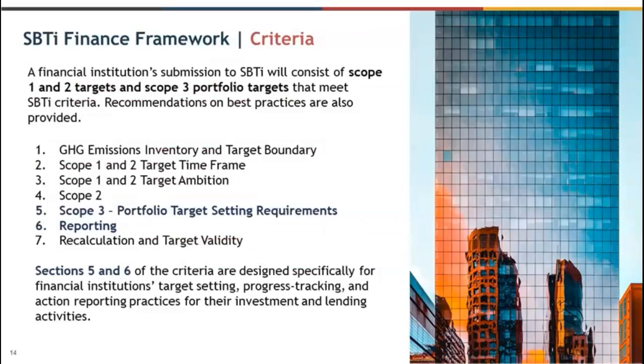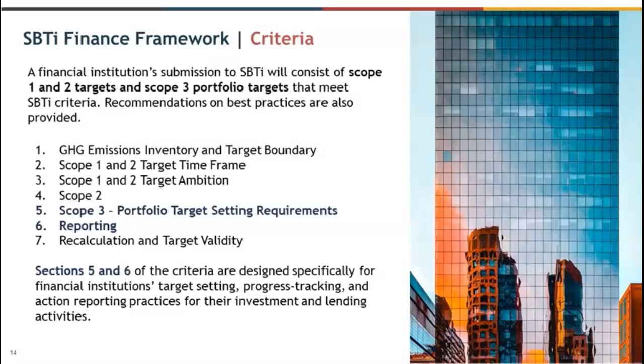The second component of the framework is the criteria. And there are more than 20 criteria that we have separately published on the project's website. But these specify exactly how the financial institution's target has to be configured in order to be clearly and robustly linked with the Paris Agreement, which is the basic orientation of the Science-Based Targets Initiative.